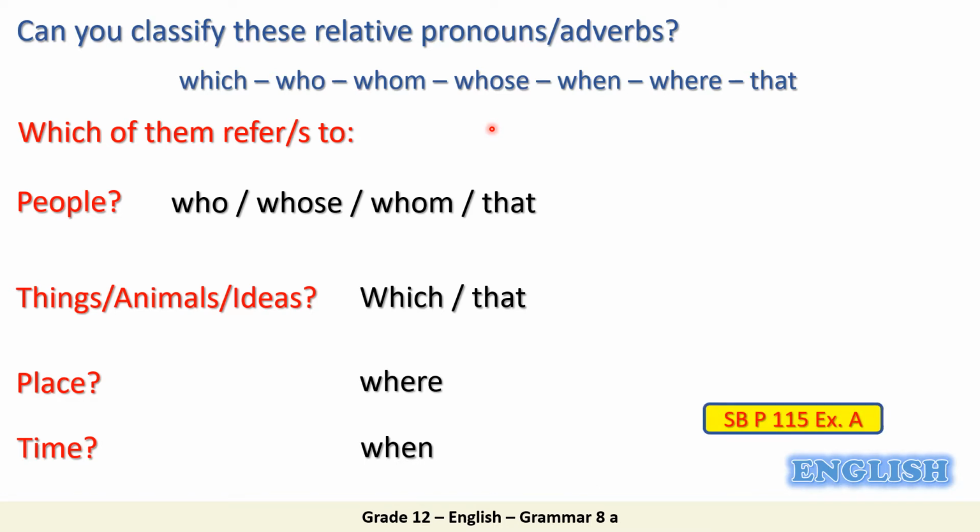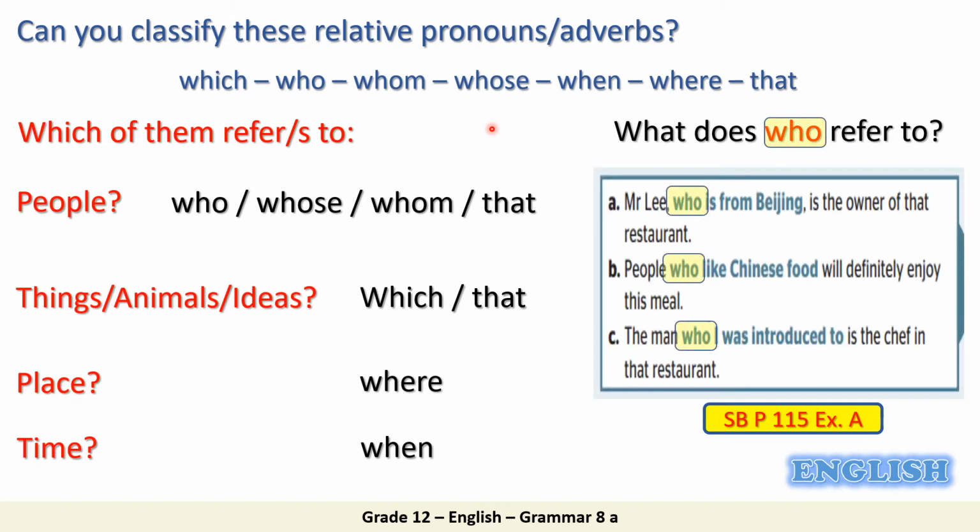Now open your student book, page 115, exercise A. There are 14 questions in exercise A, and this is the first of them. What does who refer to in these three sentences? Pause. Take 1 minute. It's very simple. Mr. Lee, who is from Beijing, who refers to Mr. Lee, right? People who like Chinese food, who refers to people, right? And the man whom I was introduced to, whom refers to the man. It's a very simple exercise.